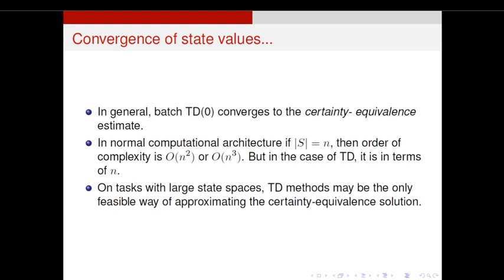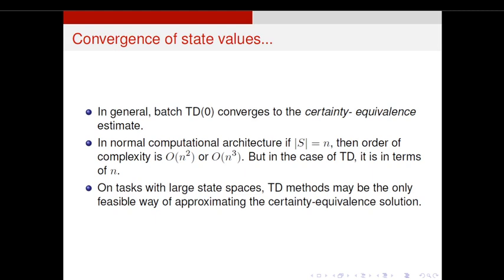In general, batch TD0 converges to the certainty equivalence estimate. Then what is a certainty equivalence estimate? Whenever the state values are optimal or steady, then automatically the underlying model is exactly correct. I repeat, when the state values of a model are steady and correct, then automatically the model will be correct. Then what is the model here? The model is governed by the policy. That policy is optimal. That policy leads to the maximum likelihood.